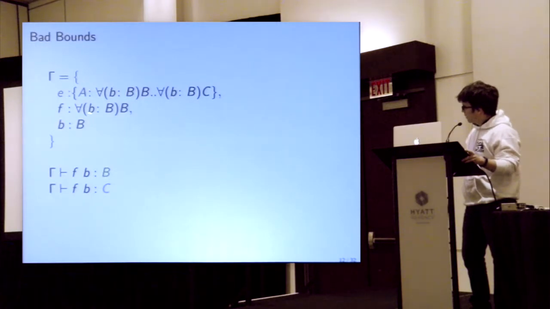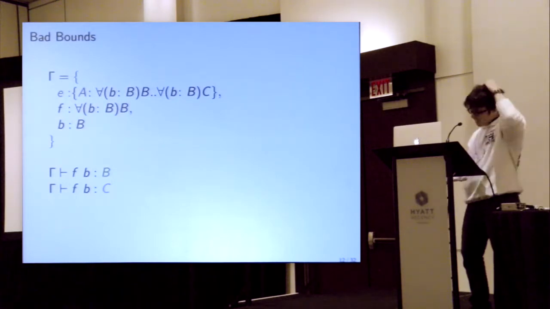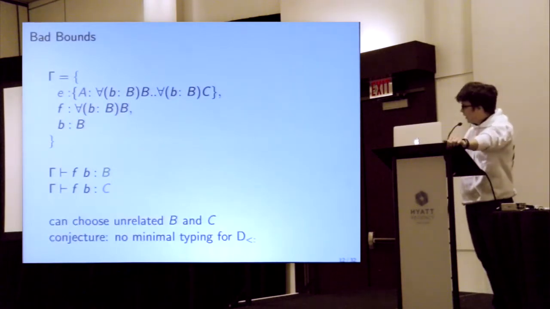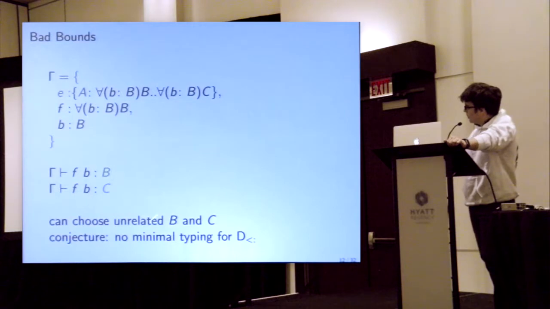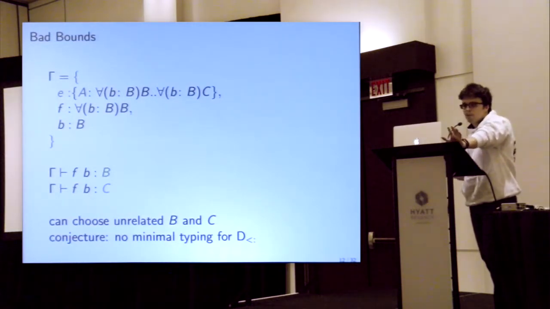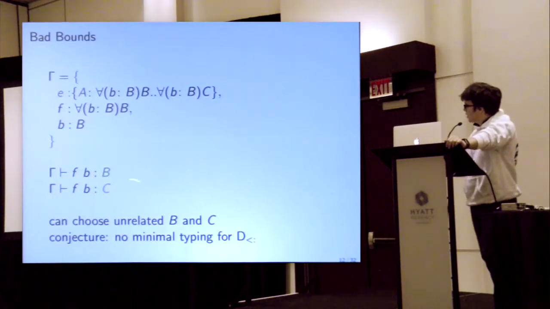But I also have this statement here. F has type B goes to B, and this is a subtype of B goes to C by subsumption. I now know that F has type B goes to C. And when I get the application, now this has type C. And so it turns out, and I show this in the paper, that you can choose B and C to be unrelated in the sense that neither is a subtype of the other. So we can choose B and C so that F applied to b has each of those types, but neither is a subtype of the other.